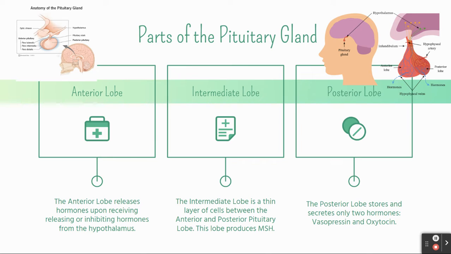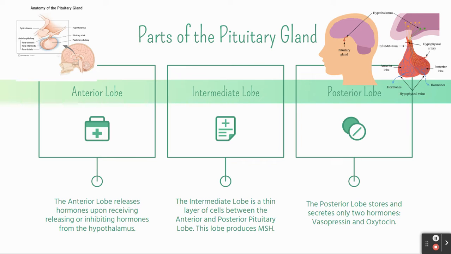The intermediate lobe is a thin layer of cells between the anterior and posterior pituitary gland. This lobe produces MSH, which is a stimulating hormone and is formed by the cleavage of the pro-opiomelanocortin precursor protein. This hormone protects the skin from the UV rays, which helps the development of pigmentations and controls appetite. The posterior lobe stores and secretes two hormones, vasopressin and oxytocin.